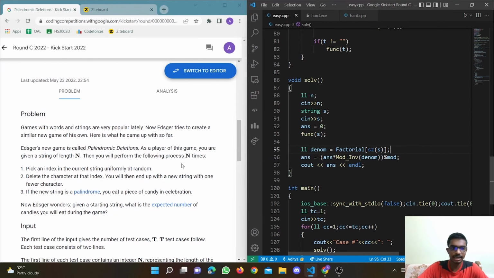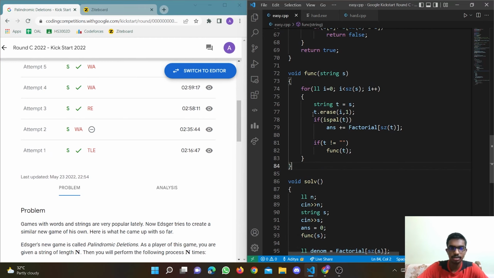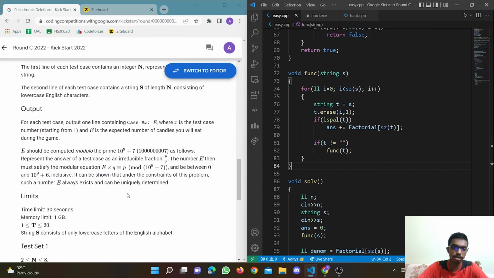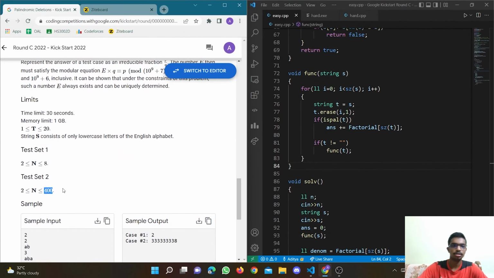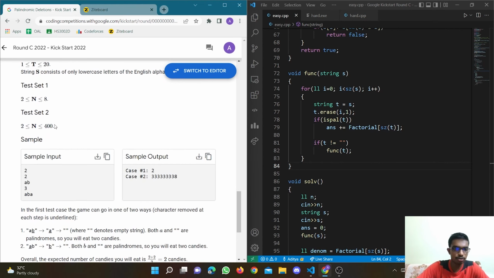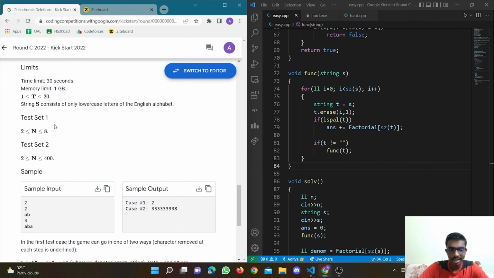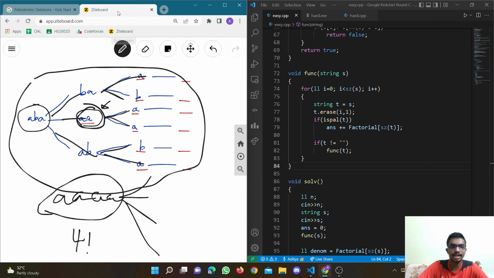It will take around n factorial function calls, and that's not going to work for n equal to 400. So in such questions where you have a brute force idea and there's not much logic in which you can condense the question into smaller parts, the best thing to do is dynamic programming. So if I am going to do dynamic programming, then what can I do?